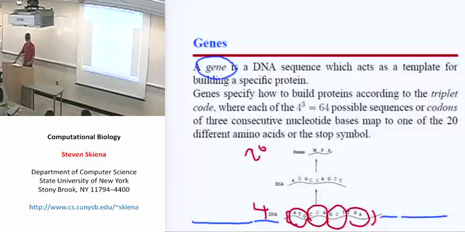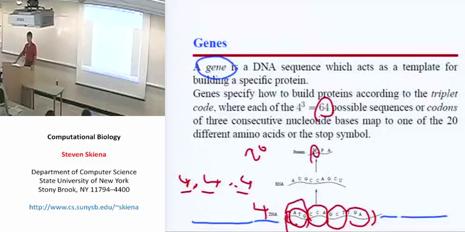Why are there 64? If we have a 3-base sequence, there's 4 possibilities for the first, 4 possibilities for the second, 4 possibilities for the third. 4 times 4 times 4 is 64. Okay? So what's interesting is nature has built into it a coding table that takes triples of DNA and maps them to protein alphabet symbols.